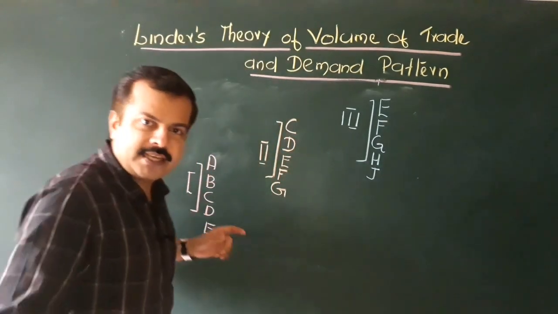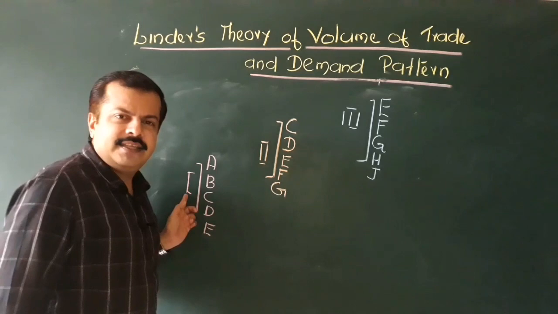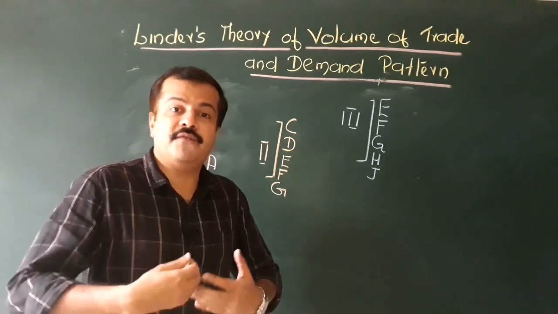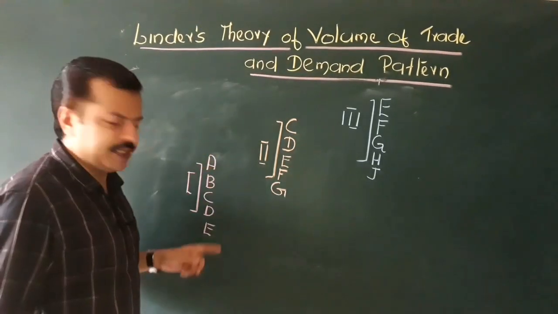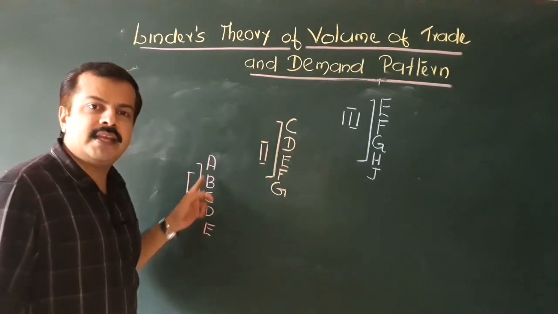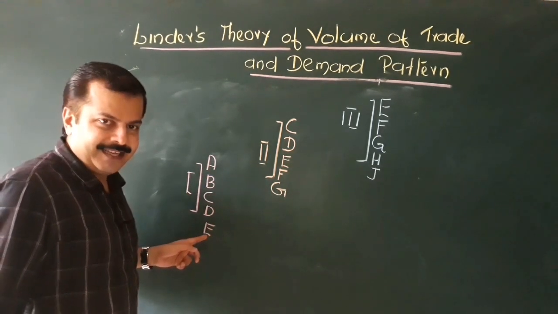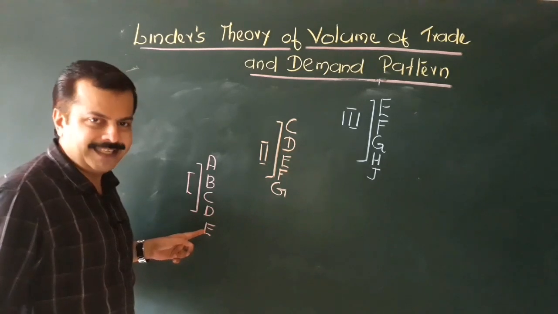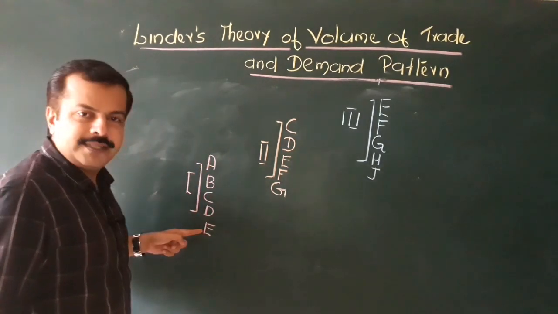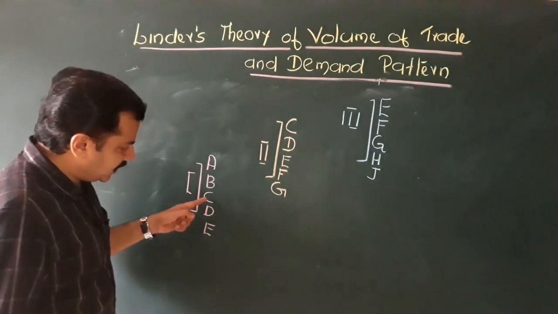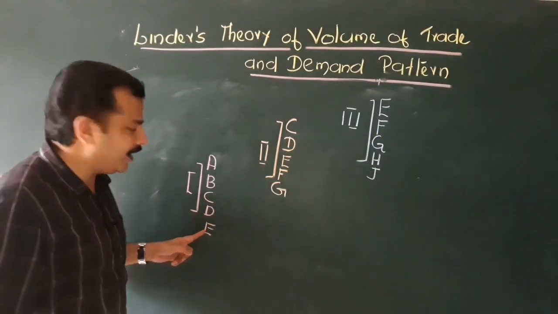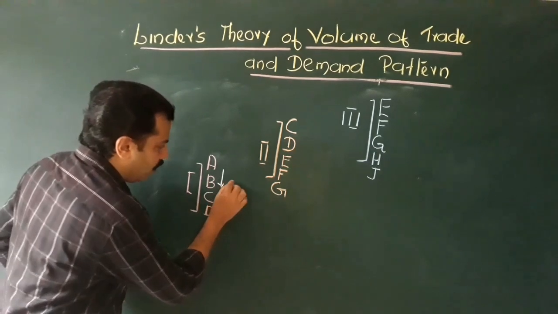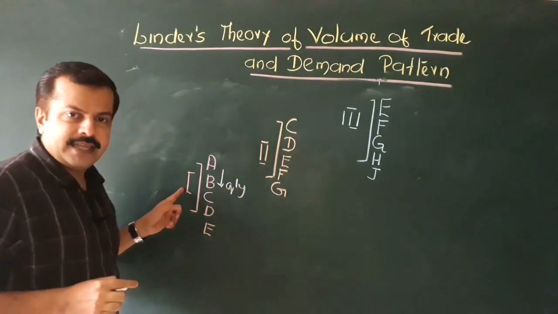Let us start with the case of country 1. Let us assume that the income level of country 1 produces the taste, or in fact results in the demand, for 5 commodities A, B, C, D, E having different qualities. Let us also assume that these commodities are arranged in ascending order of quality. That means as we move down, the quality increases. Commodities D and E have higher quality than A and B. So this is the case of country 1.